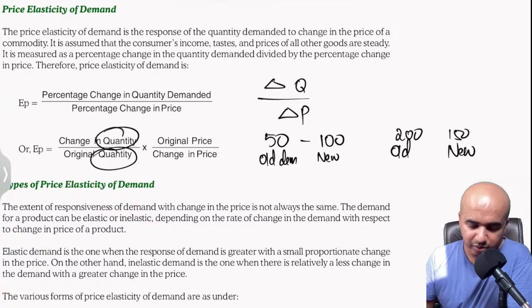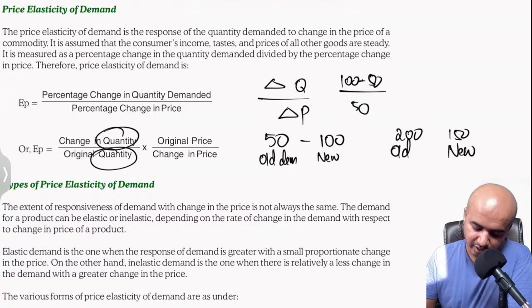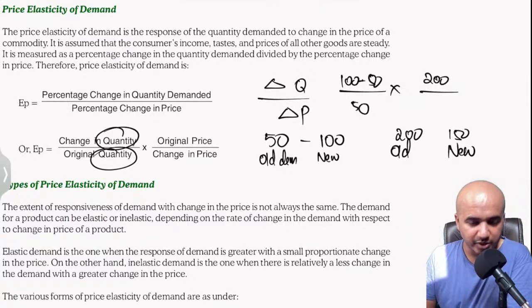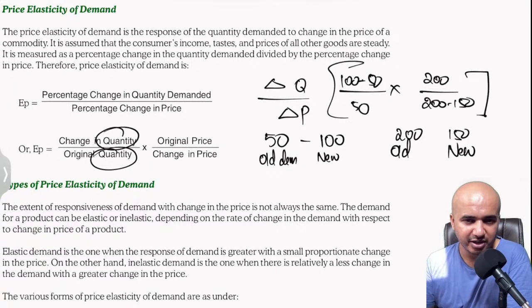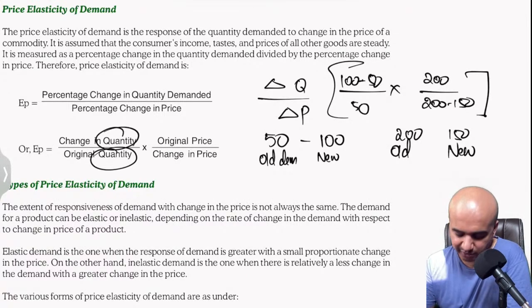So now if you have to substitute the same in the formula, it would be change in quantity, 100 minus 50, divided by original quantity, which is 50, multiplied by original price, which is let's say 200, divided by change in price, which is 200 minus 150. So this would be the equation. You can simplify it, you will get the elasticity of demand.